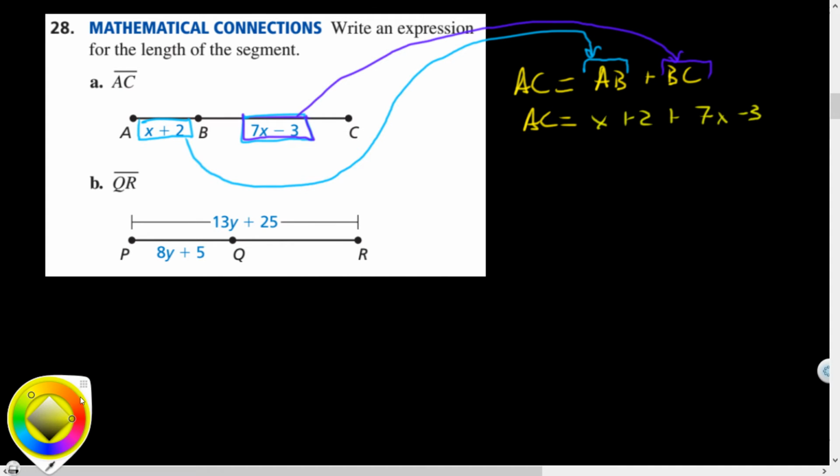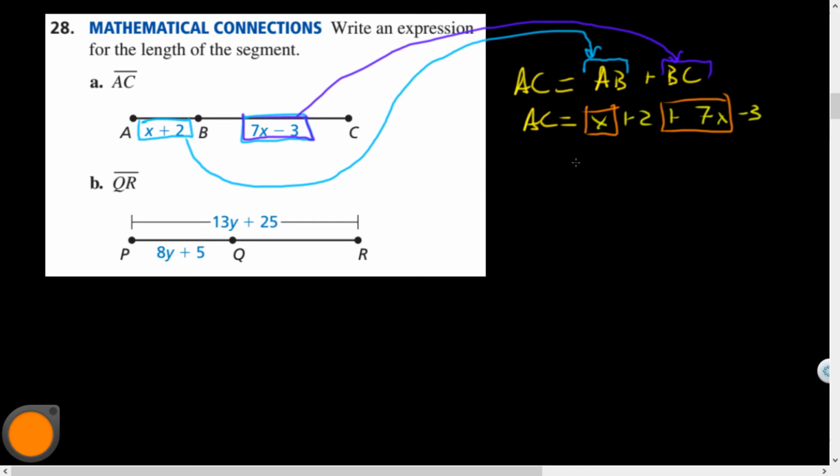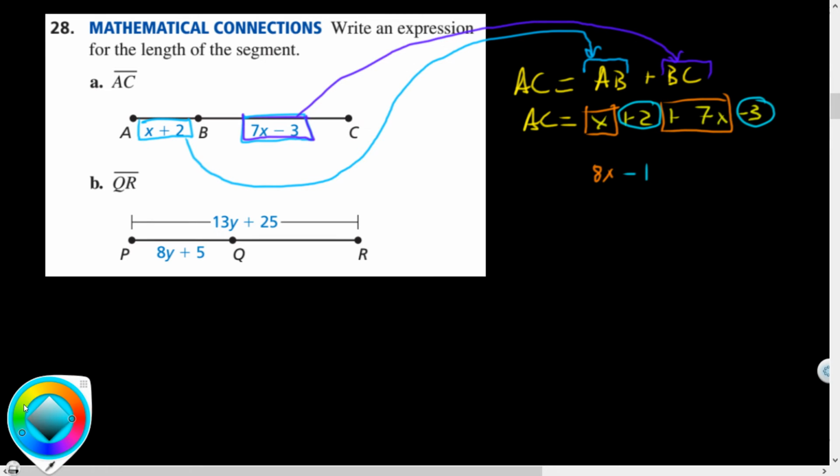And of course, we could simplify this by combining like terms. Here I've got 1x plus 7x's, which is how many x's? 8 x's. It is not 8x squared. There's still x's. Like 1 apple plus 7 apples is 8 apples. It's not suddenly apple pies. We didn't do anything to those x's. And then adding the like terms of +2 and -3, those combine to be -1. So that would be an expression that represents the length of AC.